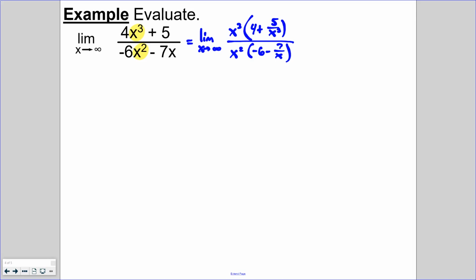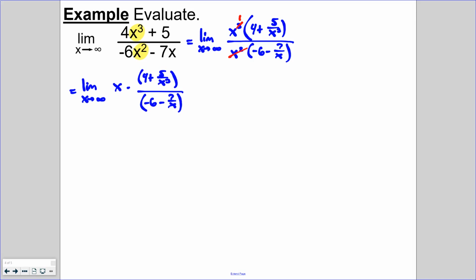Alright, from here we can see that we have x cubed over x squared. So with that we can simplify that expression. The x squared in the numerator will cancel out with the x squared in the denominator, and that is going to leave us with the limit as x approaches infinity of x times 4 plus 5 over x cubed, over negative 6 minus 7 over x.